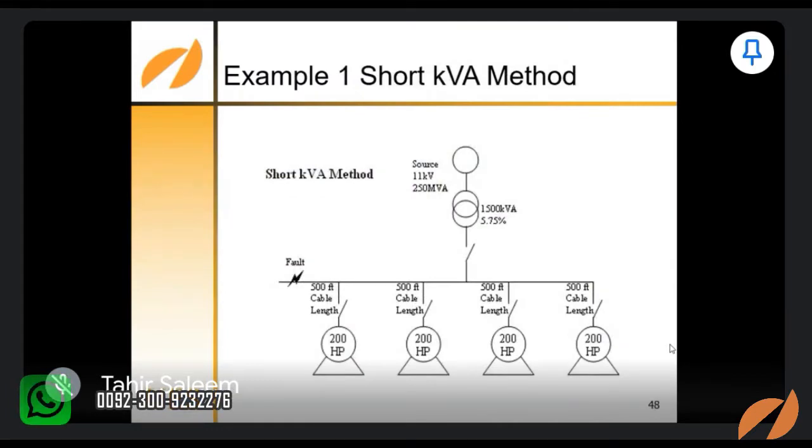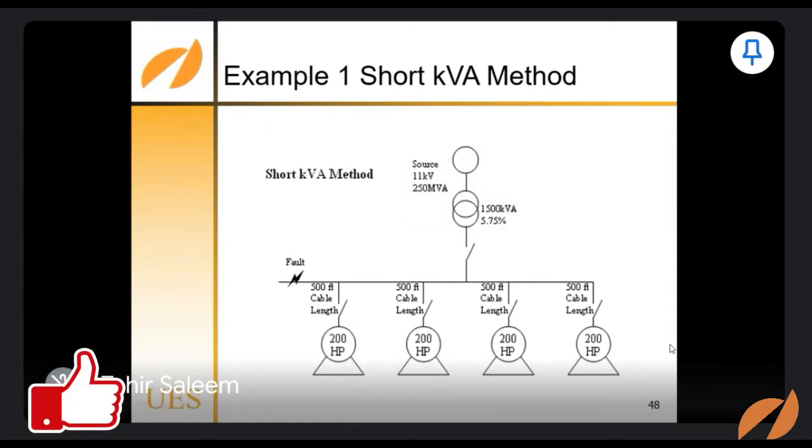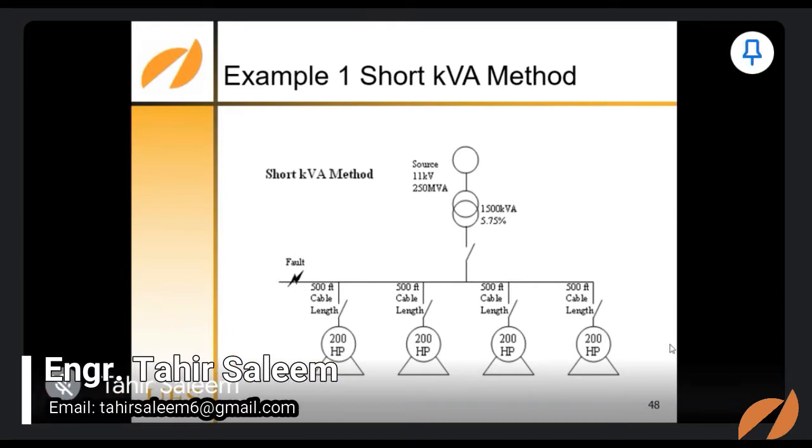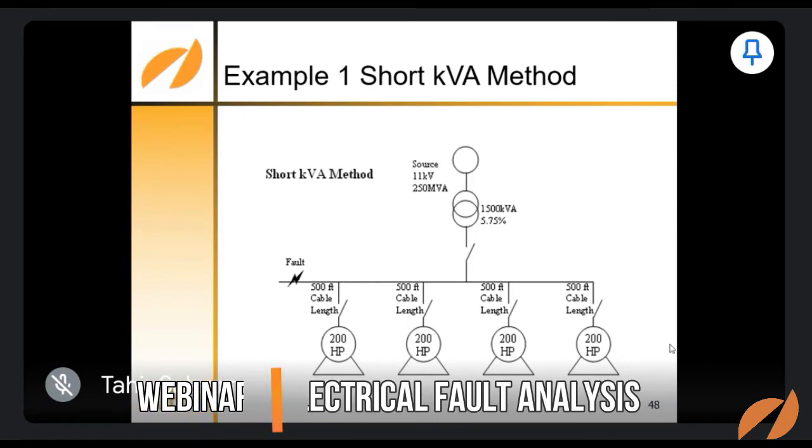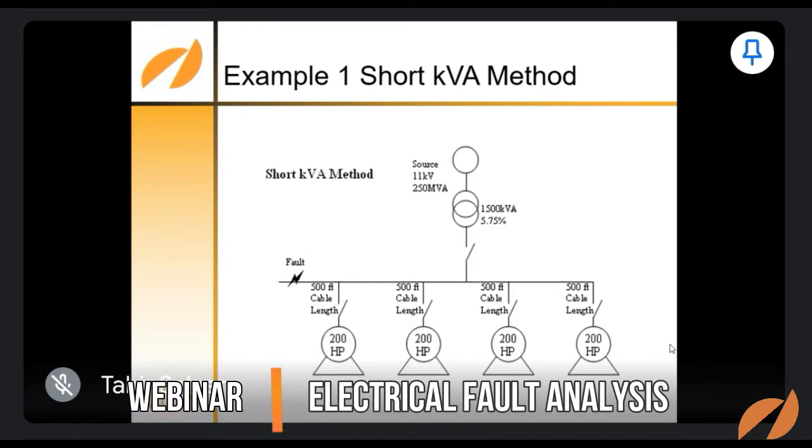This is one method which shortens your calculation, the short kVA method. I have taken an example of 11 kV, 50 MVA, 1500 kVA transformer with a voltage impedance of 5.75%. There are four motors over there. I have told earlier that these 200 horsepower motors contribute to the short circuit currents, so you have to assume the sub-transient reactance. I will just show you when the fault occurs.